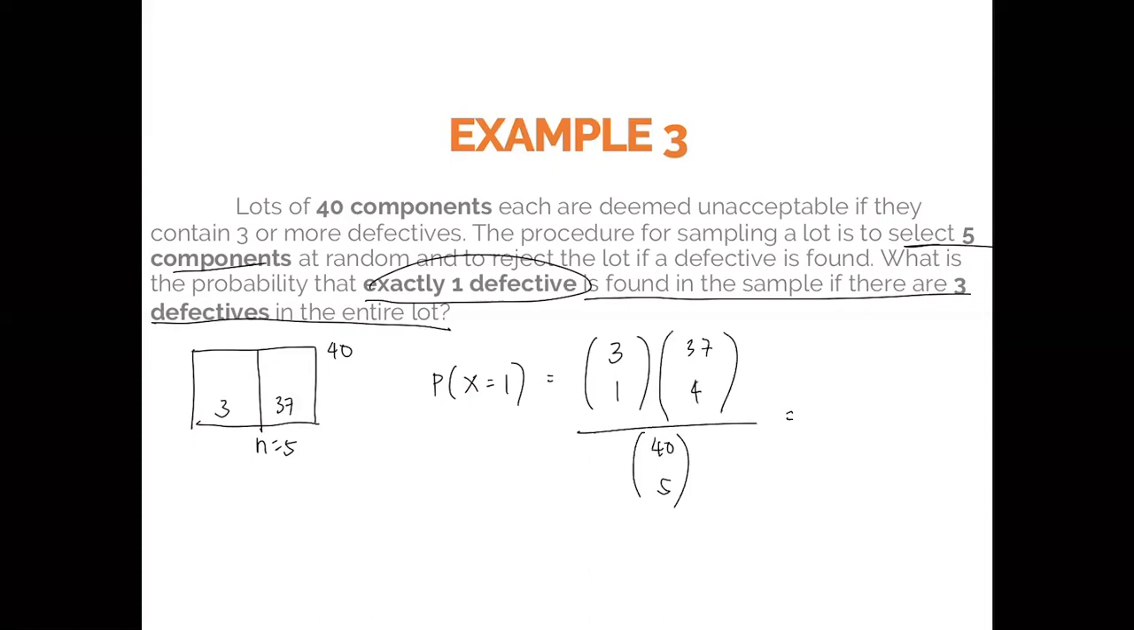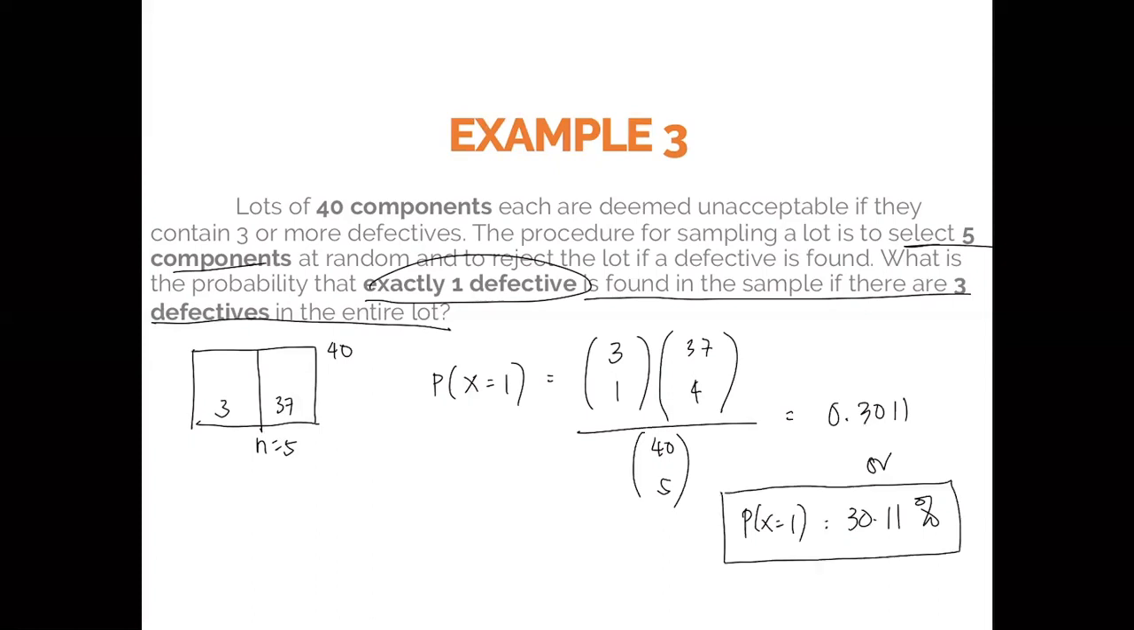Probability natin is 0.3011 or 30.11%. So, ibig sabihin, ito yung probability na kapag kumuha tayo ng 5 components, 30% chance doon is meron tayong isang defective doon. Okay?